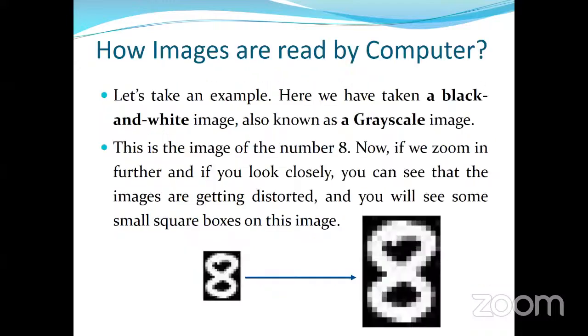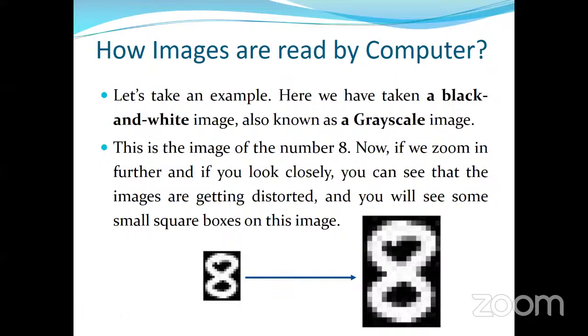Now let us talk about how images are read by the computer. What we see as an image or a photograph is definitely different from how a computer reads the image. Let's take an example. Here we have a black and white image, also called a grayscale image. This is the image of the number 8. When you zoom in very closely, you can see a distorted image with small square boxes.